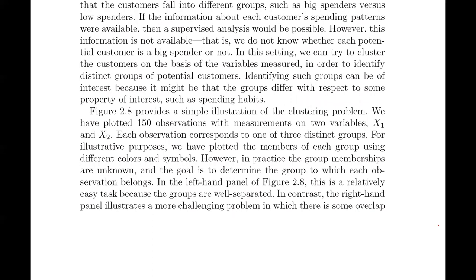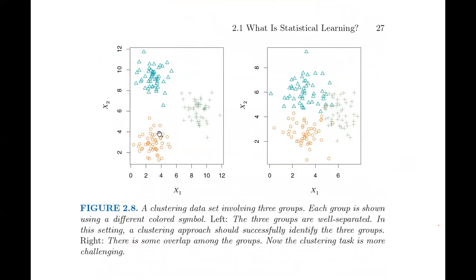For illustrative purposes, we have plotted the members of each group using different colors and symbols. However, in practice, the group memberships are unknown, and the goal is to determine the group to which each observation belongs. In the left-hand panel of 2.8, this is a relatively easy task. So this is relatively easy.